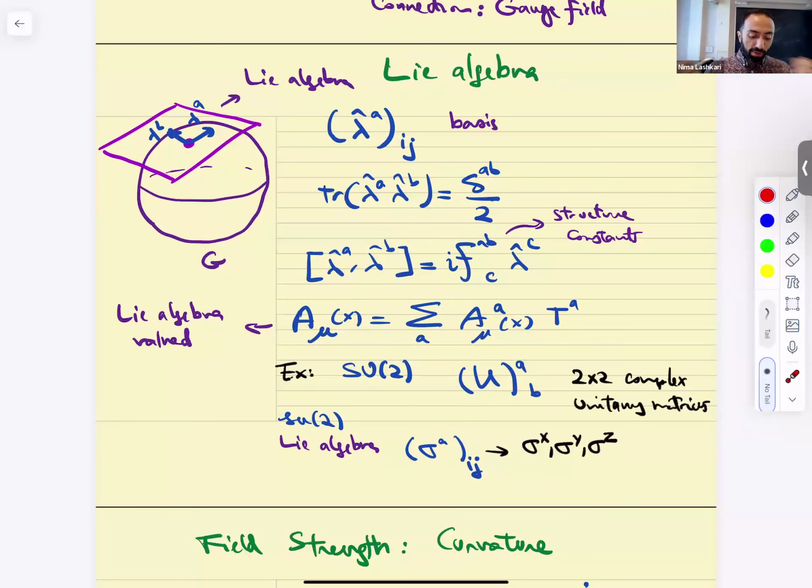All right, so a familiar example just to orient yourselves. If the group is SU(2), you're dealing with a bunch of unitaries, right? That are 2 by 2 complex matrices. Oops, I did it again. ij.